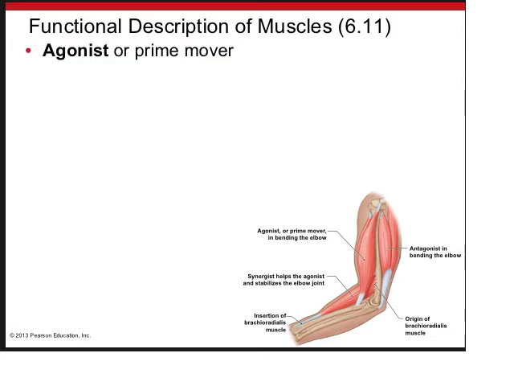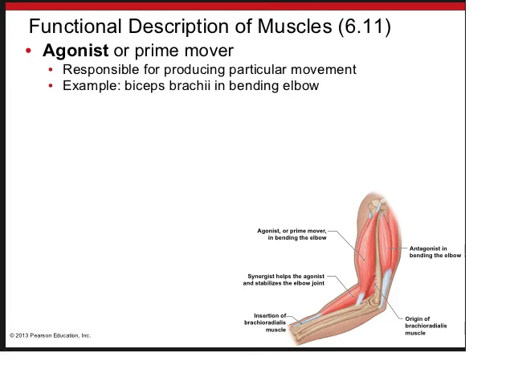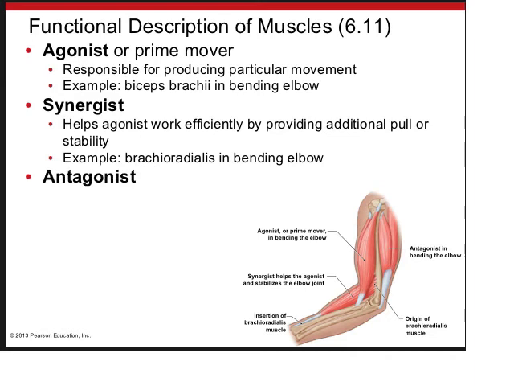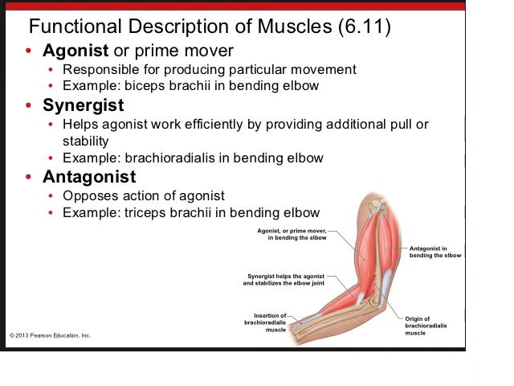So what we're looking at here is an example of movement at the elbow, flexion and extension. The agonist, or the prime mover, is responsible for generating the particular movement. The example shown below is the biceps brachii acting and bending the elbow, while the synergist helps the agonist work effectively by providing additional pull or stability. Example here would be the brachioradialis, which assists in bending the elbow, as does the brachialis. And the antagonist opposes the action of the agonist. The example here would be the triceps brachii in bending the elbow.